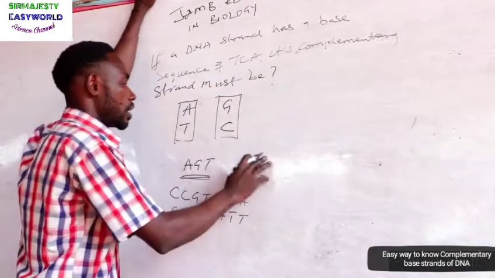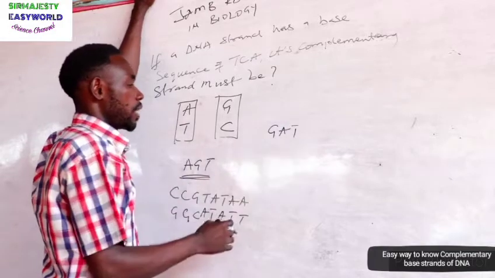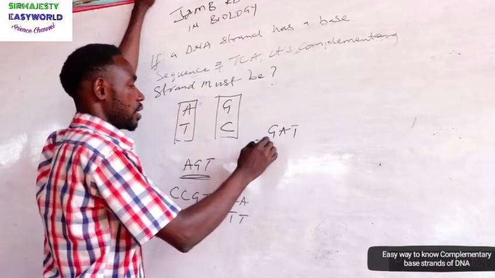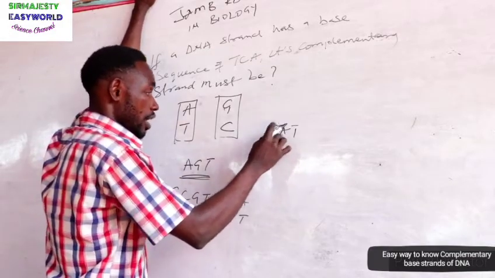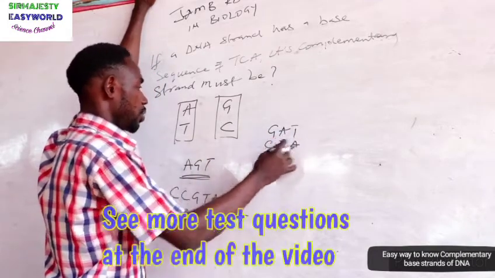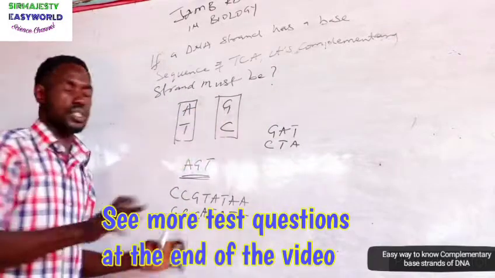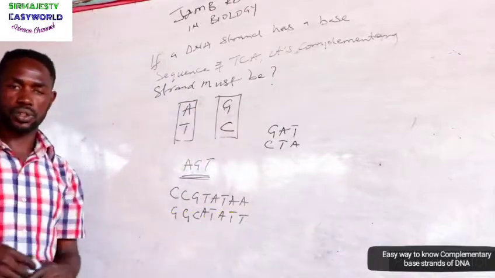Let's assume it's now converted to GAT. The complementary strand should now be what? C. Anywhere you see A, you put T. C, T, A, because you interchange A and T, and interchange G and C. That is the secret to tackle such questions.